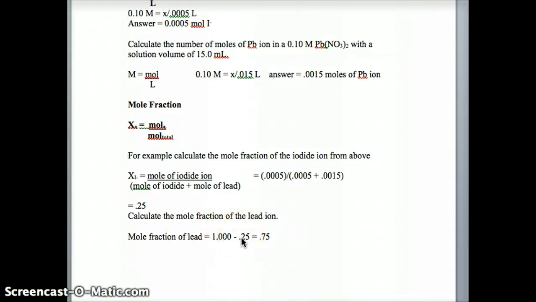Now for the pre-lab, what I want you to do is calculate the mole fraction of the iodide ion for each of the test tubes that are in the pre-lab. You will have to calculate the moles of the iodide ion and the moles of the lead ion for each test tube because each test tube has a different amount of volume. Once you know the moles, then you can calculate the mole fraction. Now, you should show your calculations for about the first 3 test tubes. After that, you're going to see a pattern and it gets repetitive, and it will be easy to complete the rest of the test tubes.